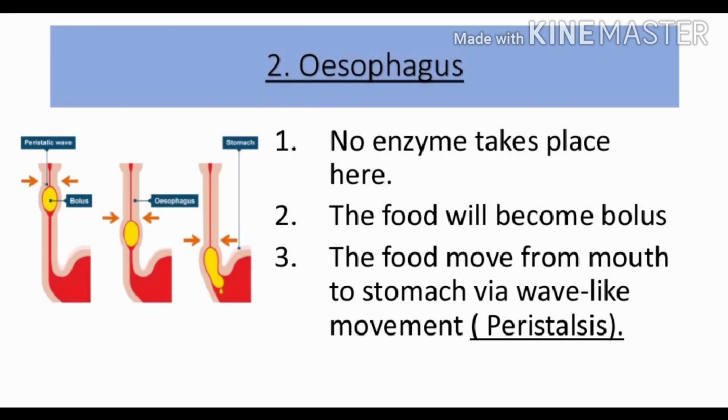Next part of the human digestive system is esophagus. No enzymes act here, that is, no digestion will take place here. The food will become bolus. Number three, the food moves from mouth to stomach via wave-like movement. You see in the diagram, that is peristalsis. Wave-like movement of the food is known as peristalsis.